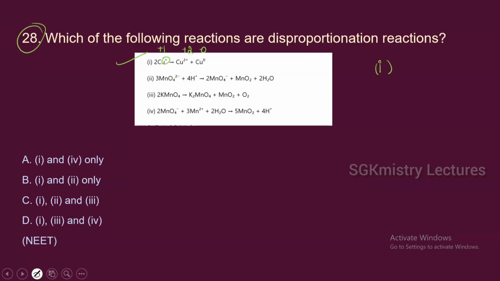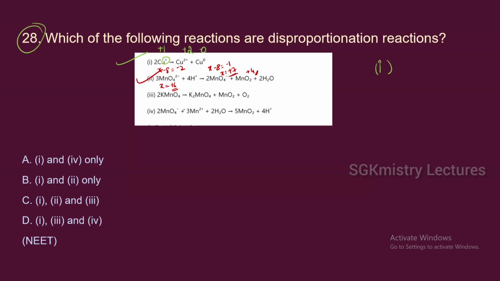Next, coming on to 2, let us calculate. So here manganese is X. So X minus 8 is equal to -2. So X is in +6 state. Look at the products. So here X minus 8 is equal to -1. So X is equal to +7. Here X is equal to +4. So 6 is in between 7 and 4. So this is also a disproportionation reaction.